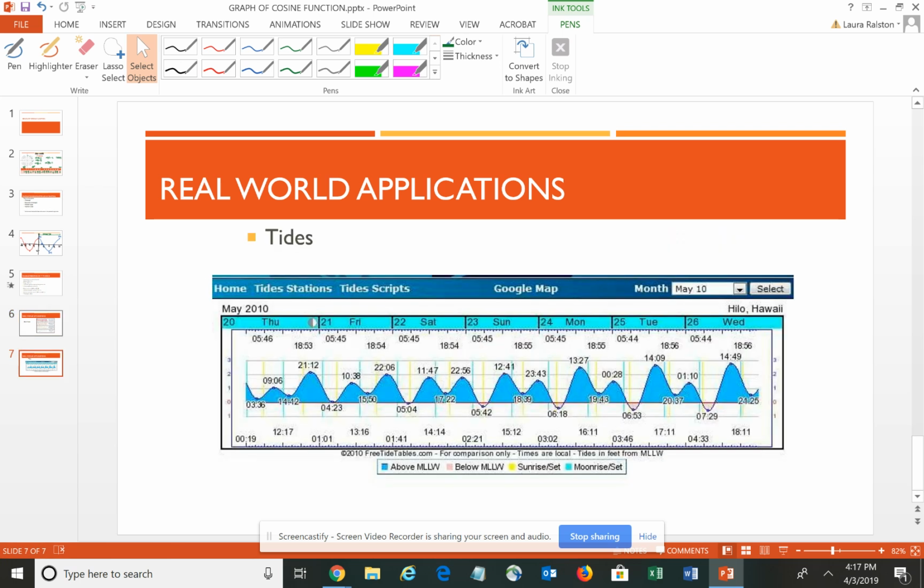Another application of cosine curves is the idea of the tides, the high tide and low tides, and also thinking about how high or how low those particular tides might be.